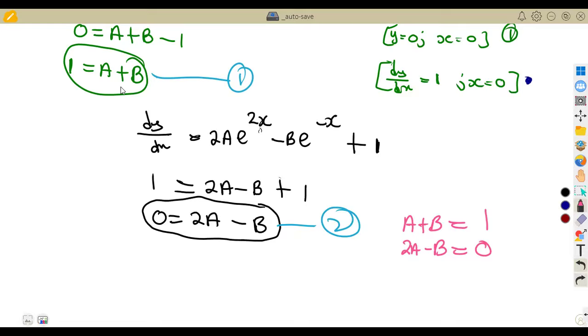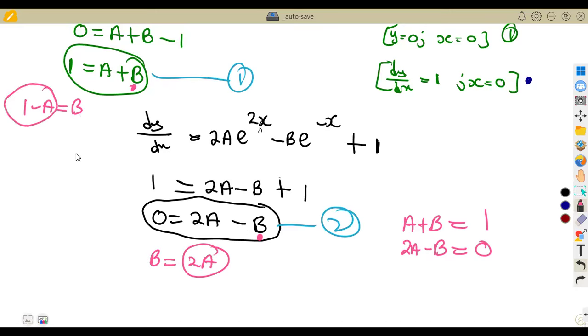As for me, I'm going to take this one and make b the subject. From this one, I can make b the subject. That will be 1 minus a is equal to b. I can also make b the subject in this equation. Transposing to the other side, it becomes a positive b, so b is equal to 2a. These two b's are the same. b is equal to 2a here, and b here is equal to 1 minus a.